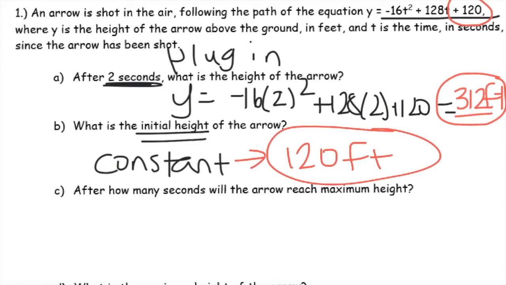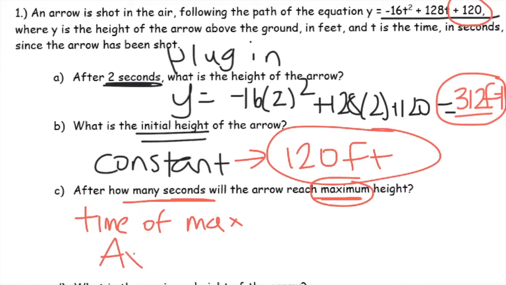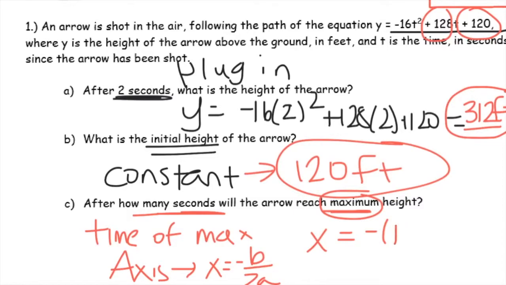After how many seconds will the arrow reach its maximum height? Whenever I'm talking about the maximum, I'm referring to the vertex. For the time of the max, we're going to use the axis of symmetry. That formula is x equals negative b over 2a. I will give you this formula always, okay? So we have x is equal to negative b, 128, over 2 times negative 16.